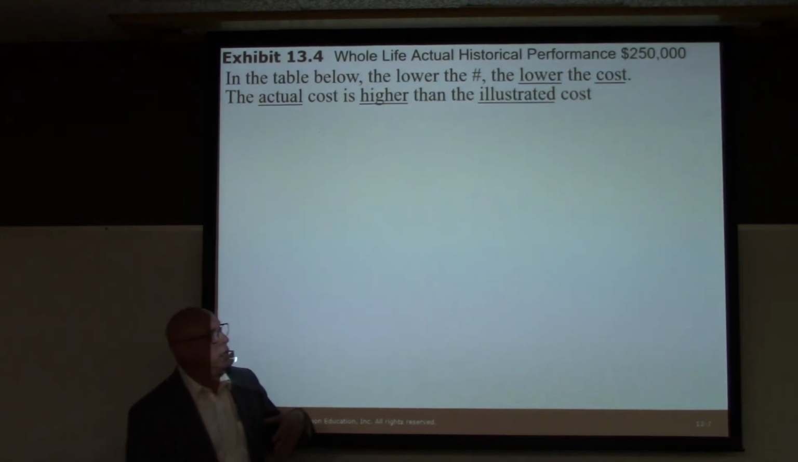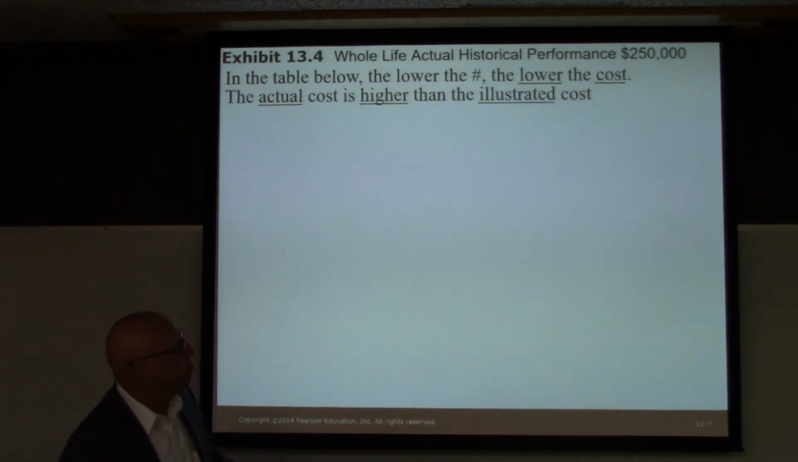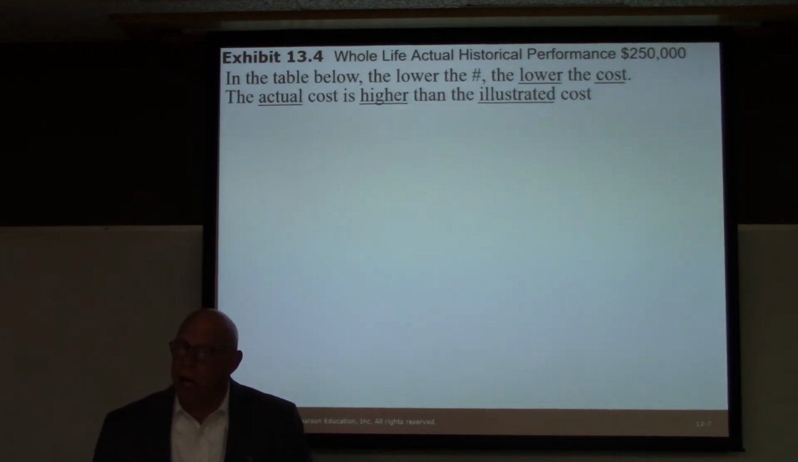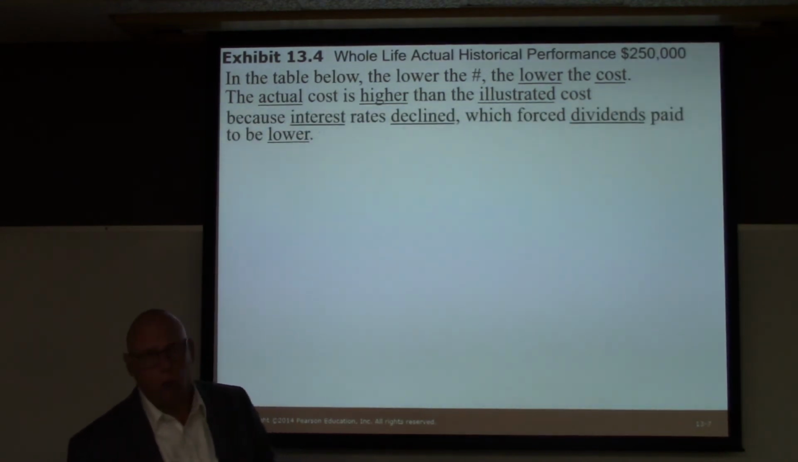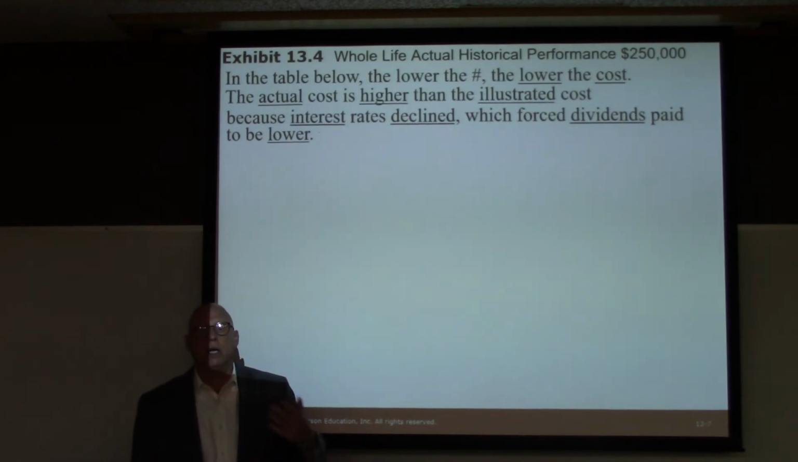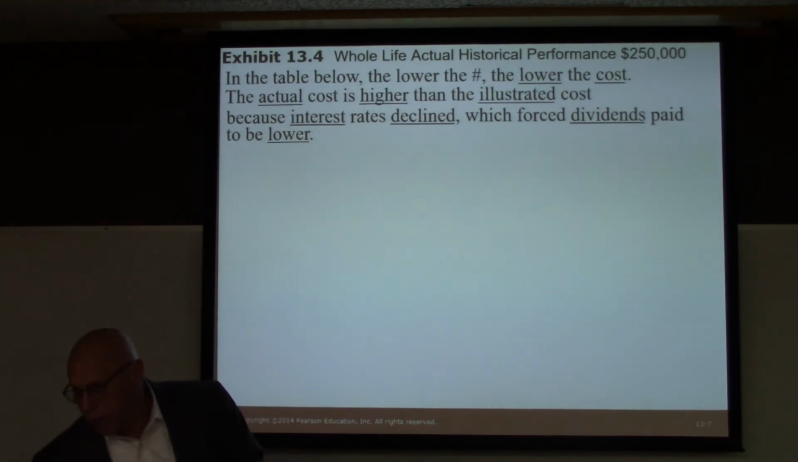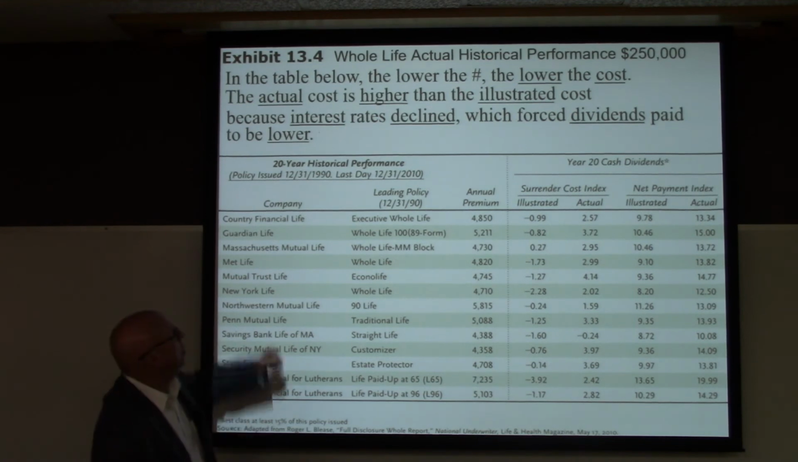So this is going to be an illustration of the cost of insurance. Okay? And please note in the table that the actual cost of the insurance is higher than what was illustrated by the insurance companies. And the reason is interest rates went down and dividends paid went down as well, because the insurance companies did not earn as much as they thought they would on their bonds because interest rates went down.